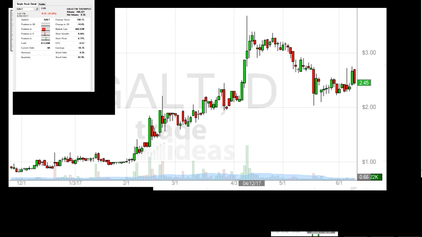No, if it breaks resistance, then I'm staying in. If it breaks resistance, I'm staying in another 10 cents, another 20 cents, depending on the actual size of the stock. If it's a $10 stock and it breaks resistance, I'll stay in an extra 30, 40, 50 cents. If it's a dollar stock, when it breaks resistance, I'll stay in another 5 cents.